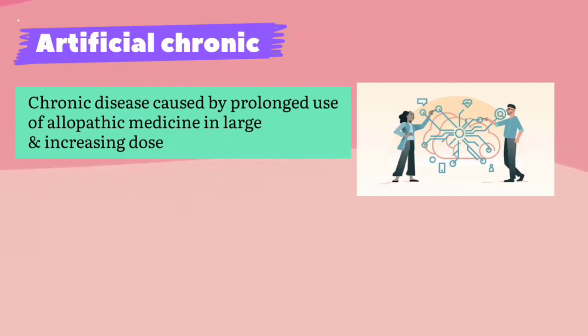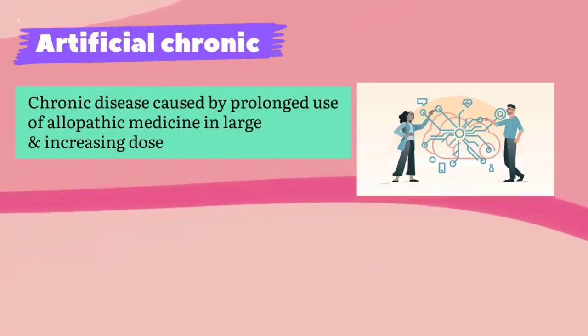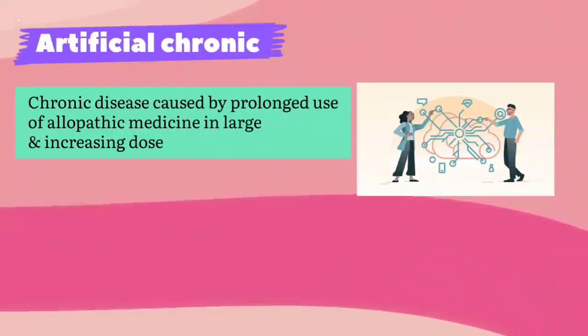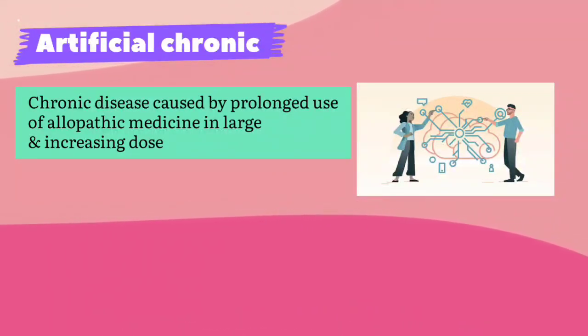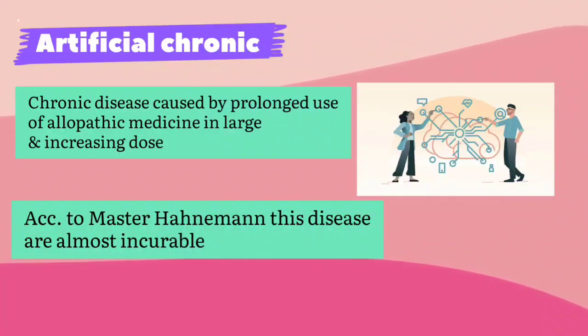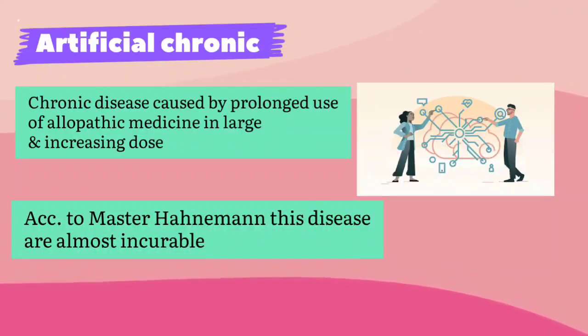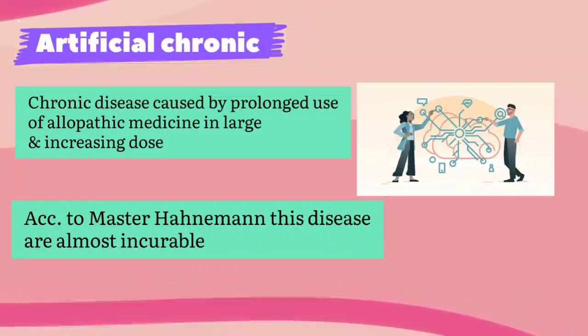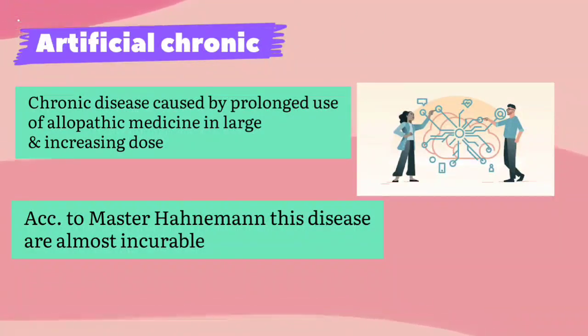Artificial chronic diseases are those type of chronic diseases which are caused by prolonged use of allopathic medicines in large and increasing doses. According to our master Hahnemann, it is very difficult to treat these type of diseases because it becomes very difficult to get the original picture of the disease, and thus it becomes very difficult to find the correct remedy, and thus they are almost incurable.